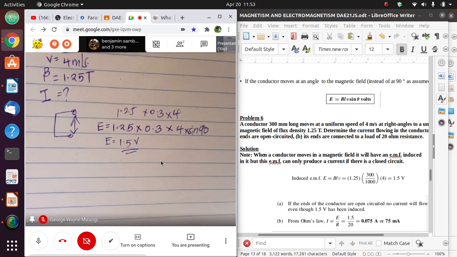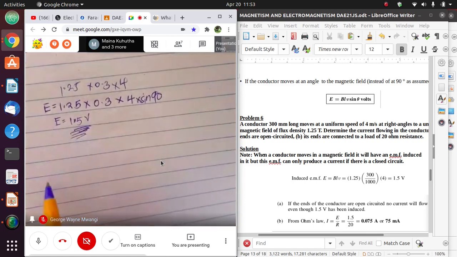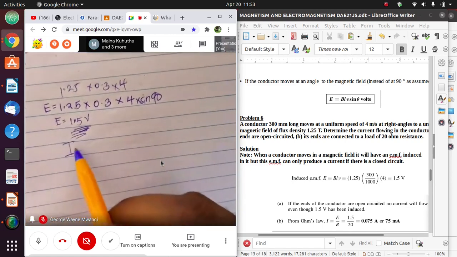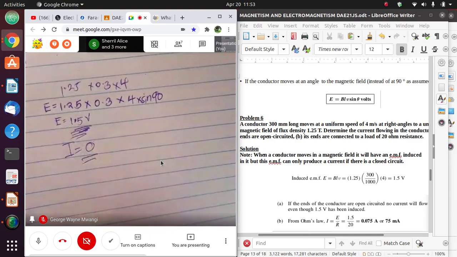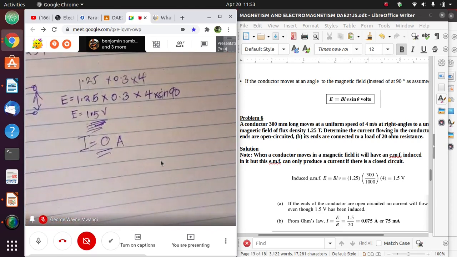Now, in the first part of the question, tulikuwa tunaulizwa that we find the current flowing in the conductor when the ends are open circuited, meaning that that circuit is open. It is not a closed circuit. So, even if there is an induced voltage in that circuit, we will not have any current. Current will be 0. Sawa, because that circuit is not closed, so there will be no current flowing. The induced voltage will not be able to produce the current. Are we together?